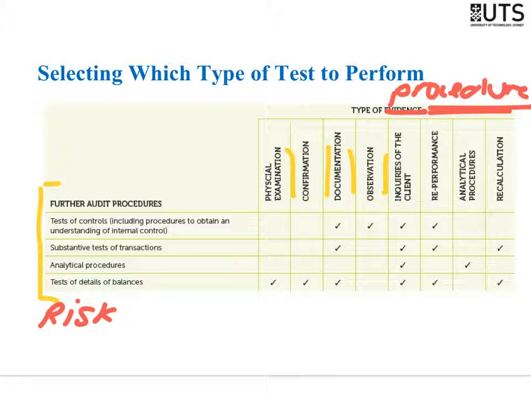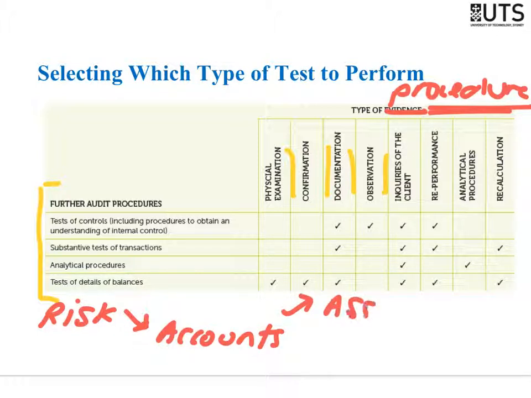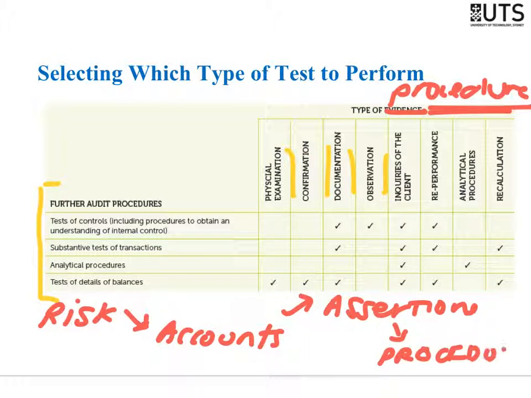What's the risk? Once you know what the risk is, identify what are the accounts impacted. Once you have the accounts, link it to what are the assertions relating to those, and once you have that, what's the procedure I should do? Let me give you one example of this, but I will bring this up again in the future. Okay, for example, risk. If the risk is that the sales transaction has been recorded at the incorrect dollar amount.